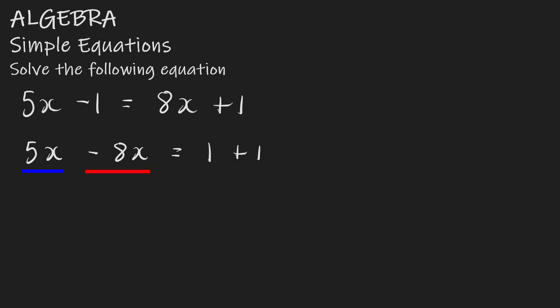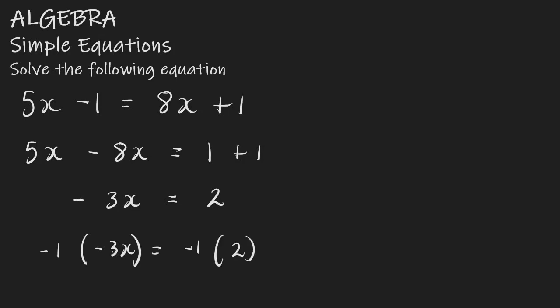5x minus 8x, that is equal to negative 3x. That is equal to 1 plus 1, 2. My x term is negative. I would like it to be positive, so I can multiply it by negative 1. But whatever I do on the left-hand side, I must do on the right-hand side. So negative 1 times negative 3x is equal to negative 1 times 2.